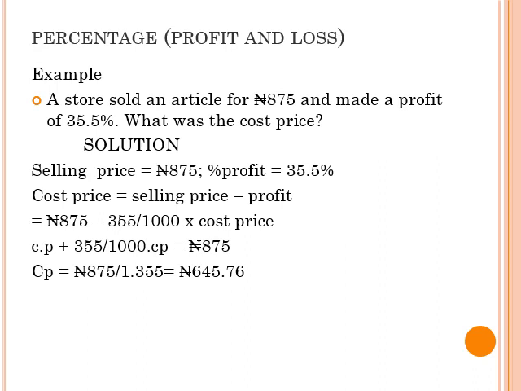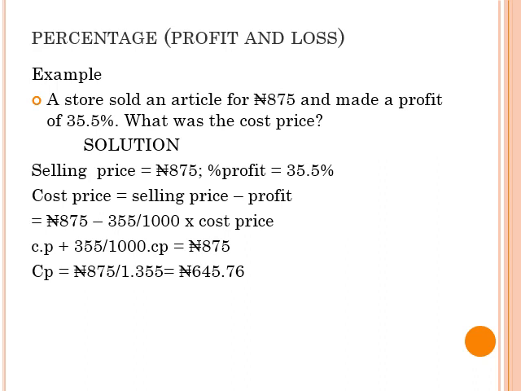Good. Now, you must know that profit is equal to selling price minus cost price. The selling price here is 875 naira. But cost price is equal to selling price minus profit, and here they have asked us to get the cost price. So we'll write out our parameters. Selling price is equal to 875 naira. The profit is equal to 35.5% of the cost price.